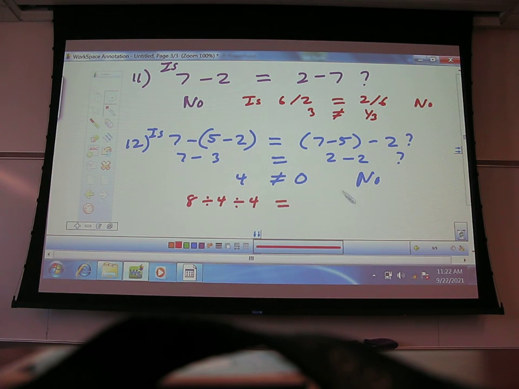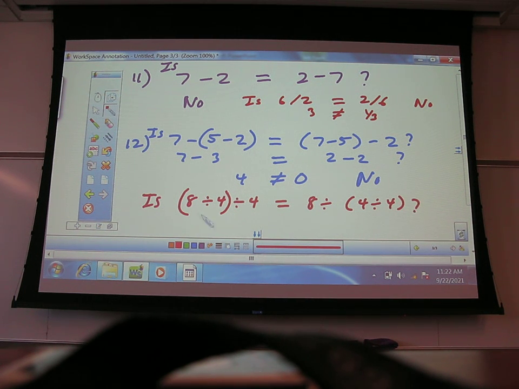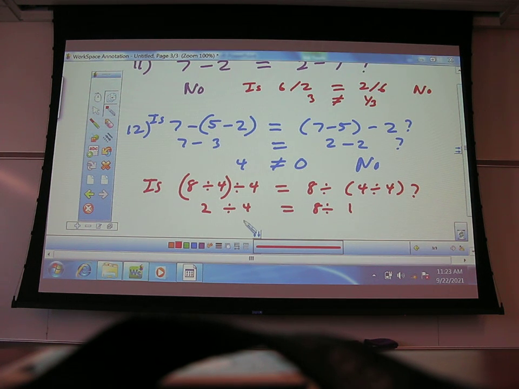Let's keep thinking numbers simple. Is that the same thing as, sorry, we'll do these guys first. So that's the same thing as 8 divided by 4 divided by 4. Let's see, 8 divided by 4 is 2, so 2 divided by 4. And over here we have 8 divided by 4 divided by 4 is 1. Good. So this becomes 2 divided by 4 is 1/2, and 8 divided by 1 is 8. So that is not equal. That's also no.